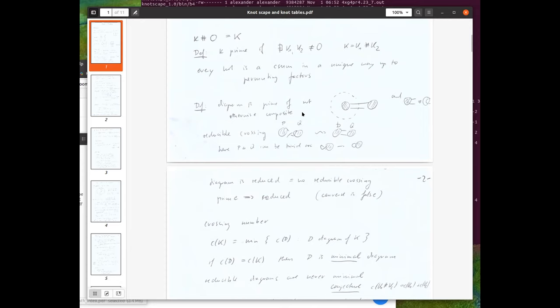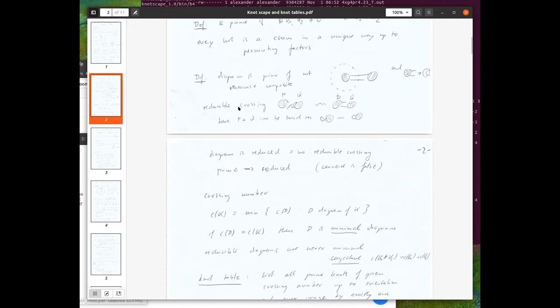And I say that a crossing is reducible if it looks like this. Again, my convention is whenever I draw a disc with something, this means that there is something in the disc. These are some arcs which enter the disc and exit the disc, and inside the disc can be anything, except that it should connect with the arcs which go in and out properly.